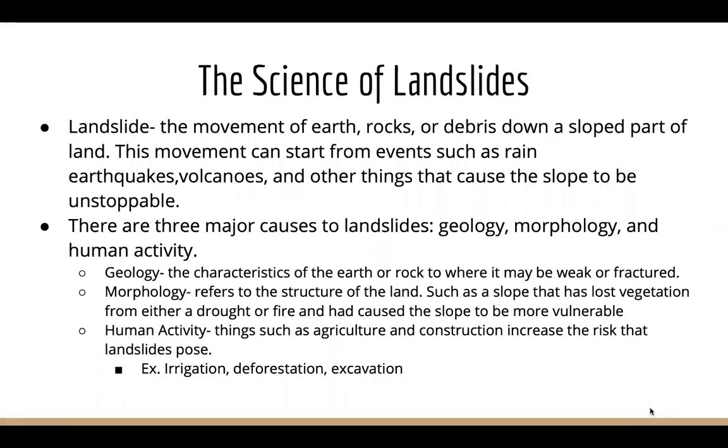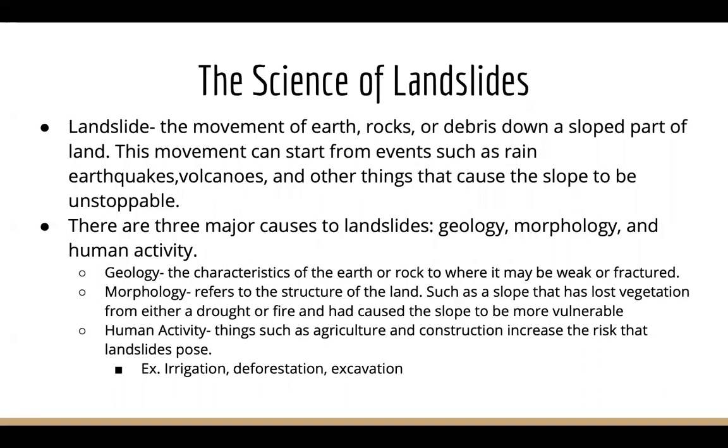The definition of a landslide is the movement of things like earth, rocks, or debris down a sloped part of land. This movement can occur from any event that causes the slope to become unstable. These types of events include rain, earthquakes, and volcanoes. There are three major causes of landslides. These are geology, morphology, and human activity.